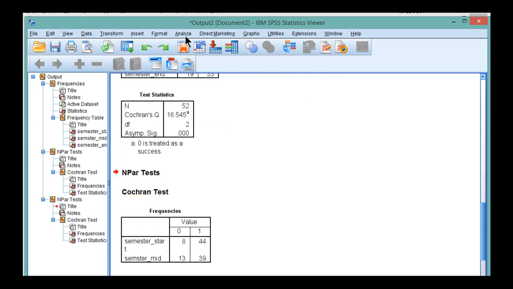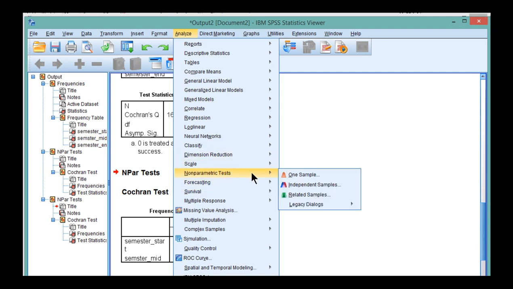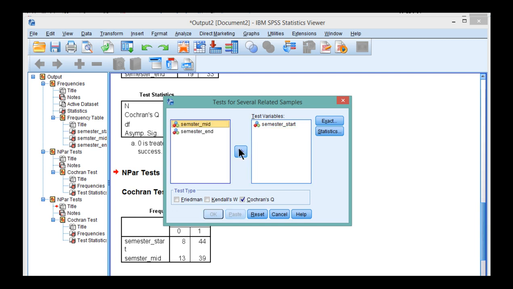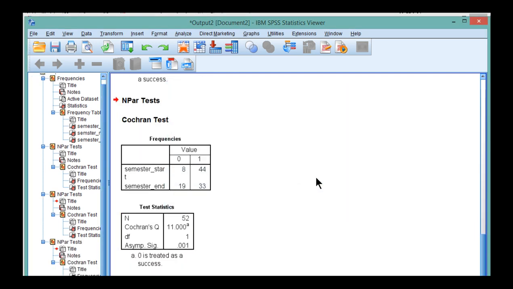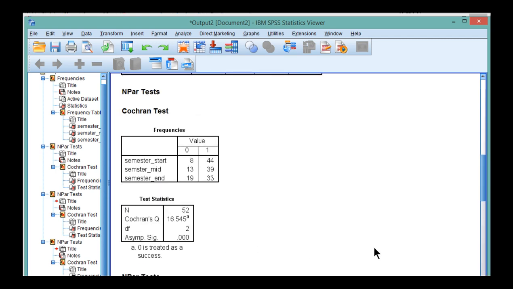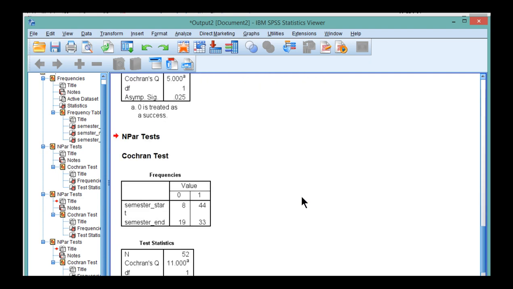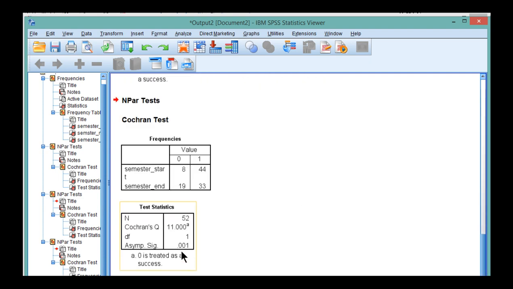Now let's do the next one. Analyze, nonparametric tests, legacy dialogs, K related samples. Let's go start semester, end semester. We know that one's going to be significant because at the very least the biggest percentage difference is going to be significant on the basis of the first Cochran's Q significant result. And in fact, it is. The Cochran's Q is 11, p equals 0.001. So the difference between 15.4 and 36.5 is statistically significant, as we'd expect.